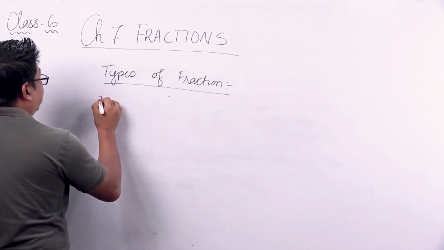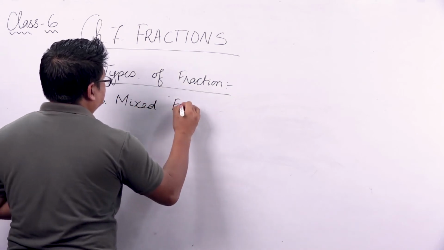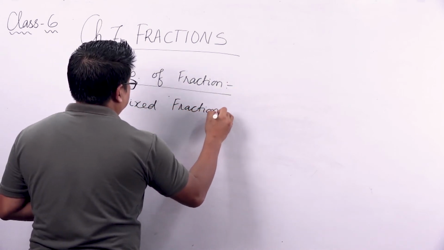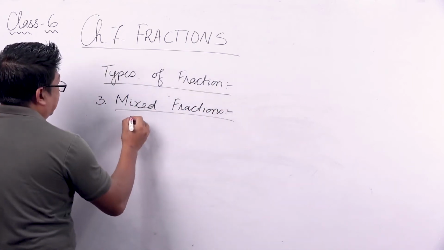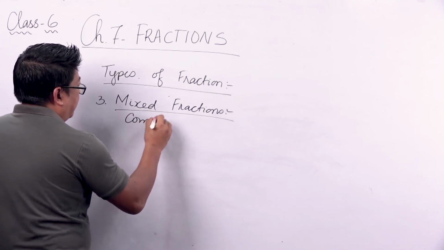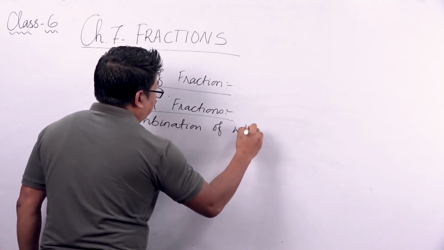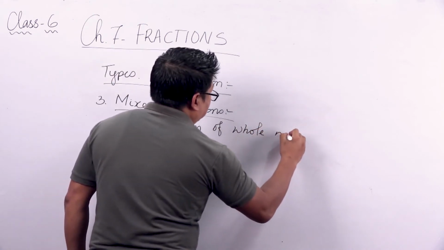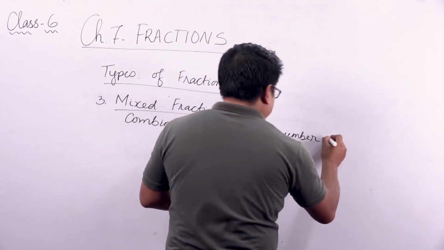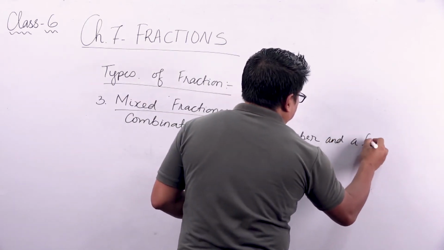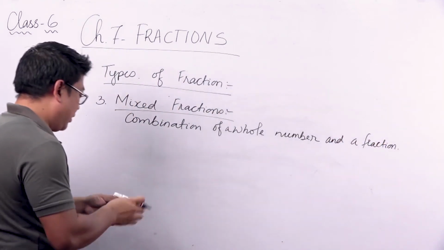Okay, children? So, let's look at the next type. That is number 3, mixed fractions. So your mixed fractions are a combination of, let me write this down for you, a whole number and a fraction. Combination of a whole number and a fraction.